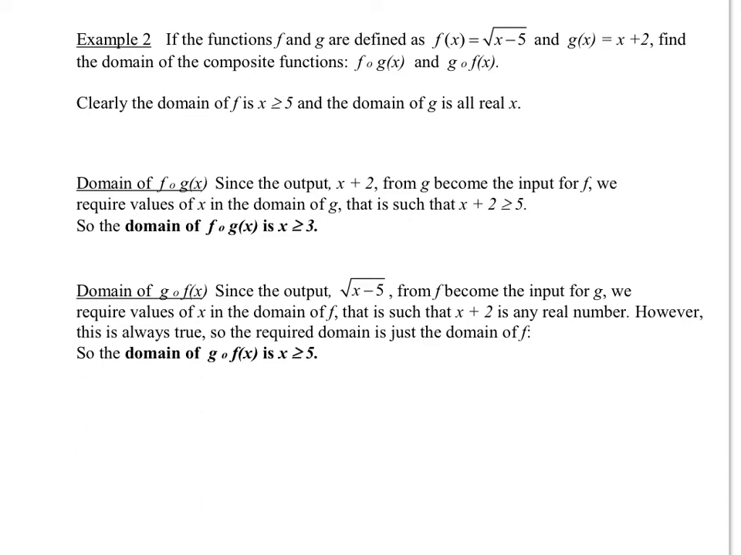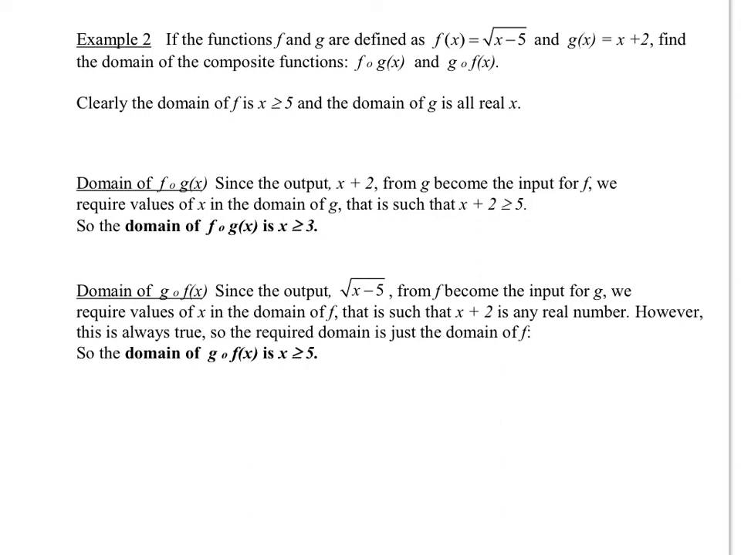So if you're looking for the domain of f of g of x, well, think about this x plus 2. When you take this x plus 2 and feed it in over here, the x plus 2 has to be bigger than or equal to 5 in order to make the square root 0 or more. And since x plus 2 is bigger than or equal to 5, that means that the domain of f of g of x has to be x bigger than or equal to 3. Everything from 3 upwards works.